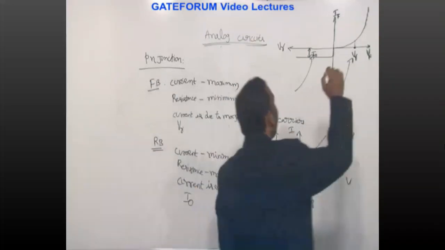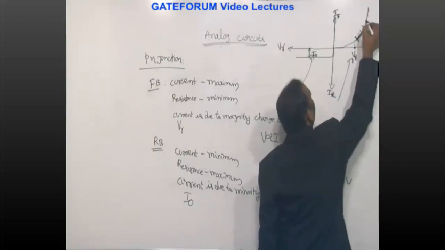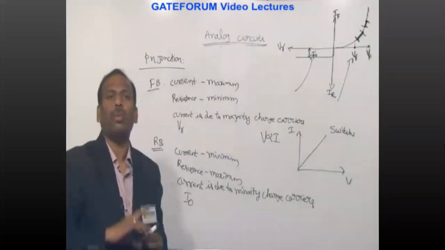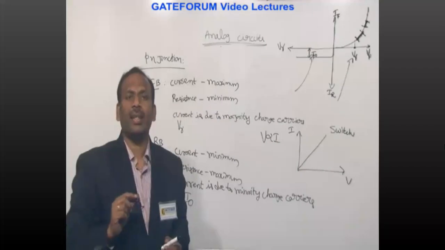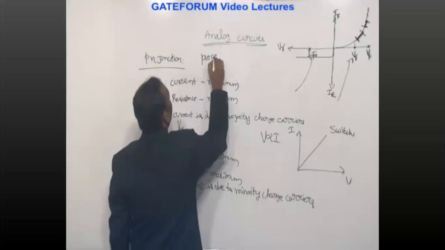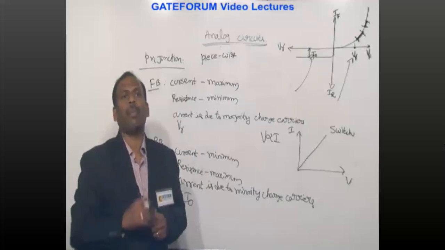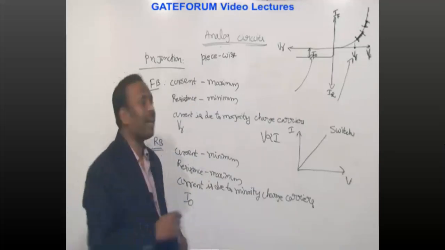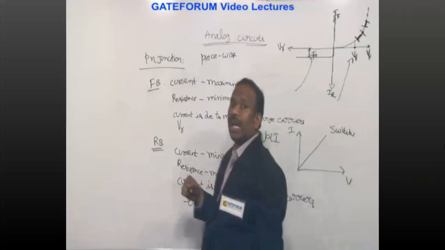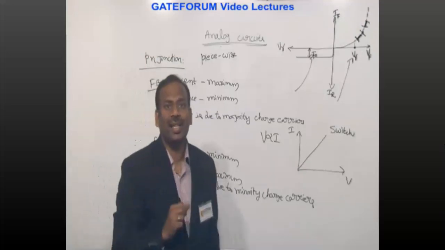But we can assume, from here to here, if you take it, it's nearer to a straight line. Similarly, if you take it here, it's nearer to a straight line. If you take a small piece of the characteristics piecewise, it's linear. Therefore, the diode is called piecewise linear. It is exactly non-linear, but it can be assumed as a piecewise linear device, taking a small portion at a time.